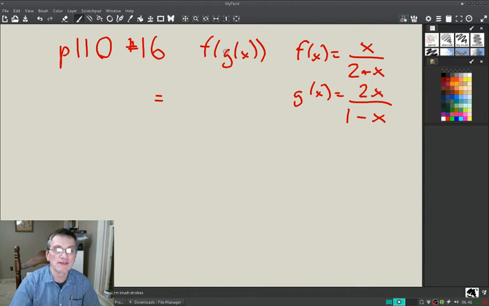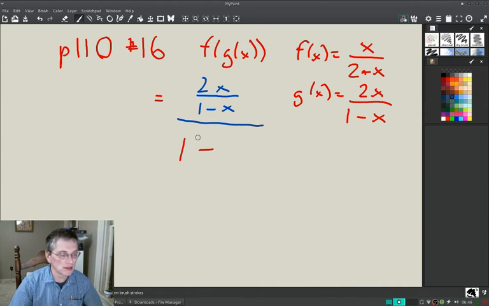So you take f of x, and wherever you see x, you put in g of x. So this means we take f of x, we want x over 2 plus x, but wherever we see x, we put in 2x over 1 minus x. I'm going to write that in blue. 2x over 1 minus x all over 1 minus, and then we put in x.